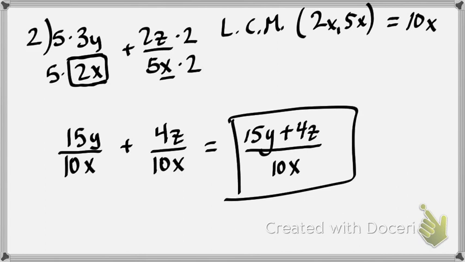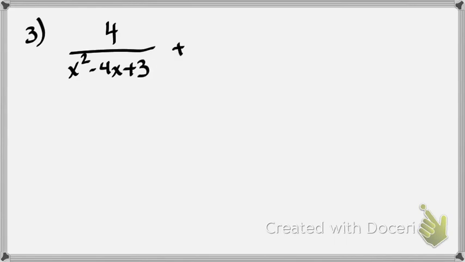Let's take a look at something a little bit harder, okay? So let's take a look at something like this. We have our third example would be 4 divided by x squared, let's not put a parentheses there, x squared minus 4x plus 3. And then on the right side we have x and then x squared plus 5x minus 6.